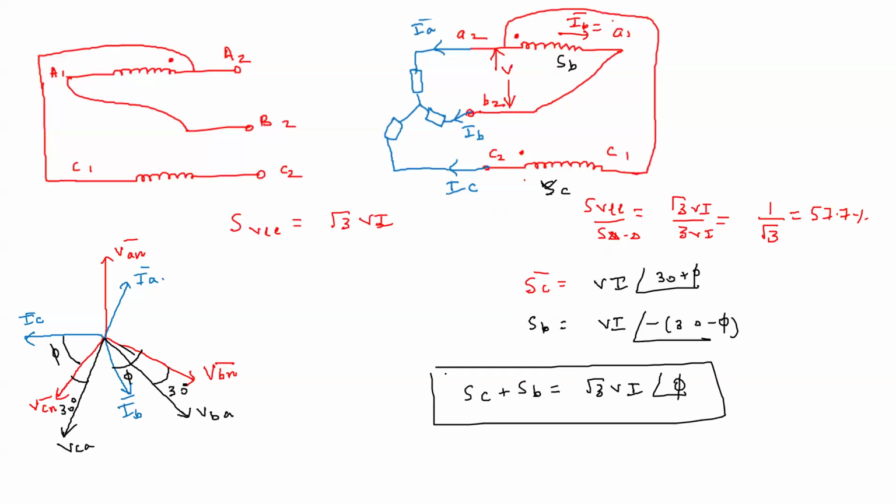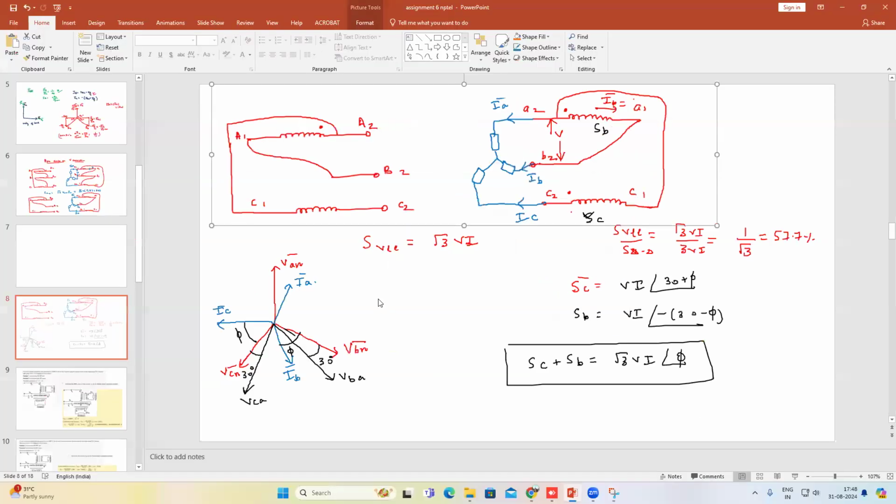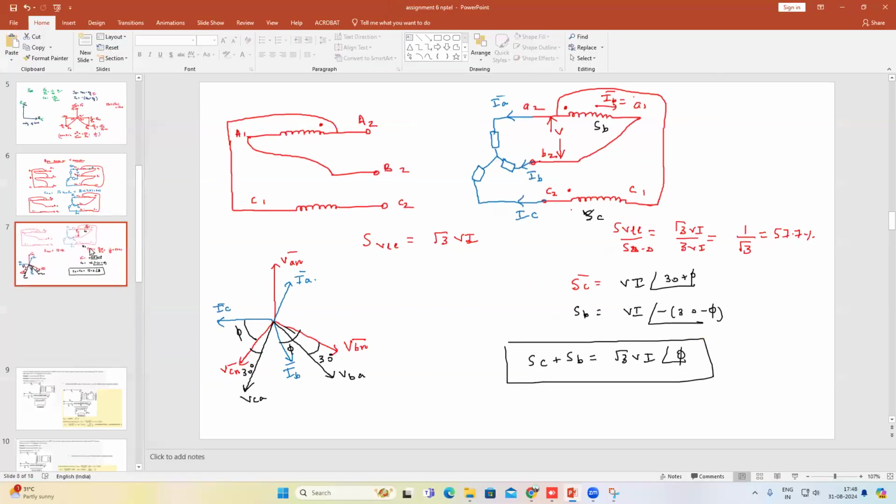Actually, there is no question on open delta in this assignment, but I have discussed it so that in case some theoretical question is asked, like how much power reduction is there, or if your load is taking this much power, what is the power consumed by each of these windings, you can answer it.